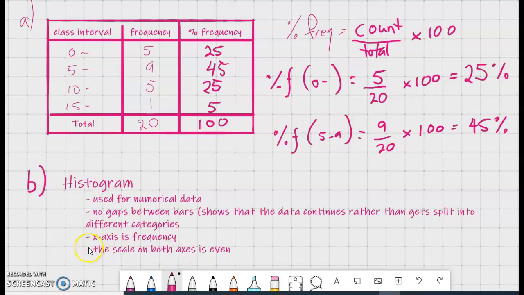Your y-axis is always the frequency or percentage frequency, depending on what the question asks for. So that's the axis that goes up and down. And the final point that's worth mentioning at the moment is that whatever scale you use, it needs to be even on both axes. Not that it needs to be the same, it just needs to continue at an even rate. So if you start counting up in ones, you've got to keep counting up in ones. If you're counting up in fives, you keep counting up in fives. You don't jump different gaps each time you put a line on your number line.